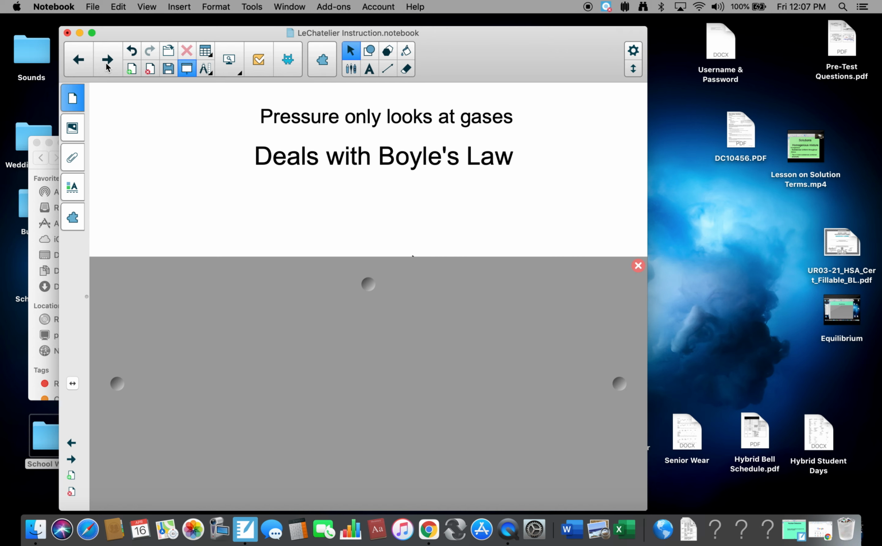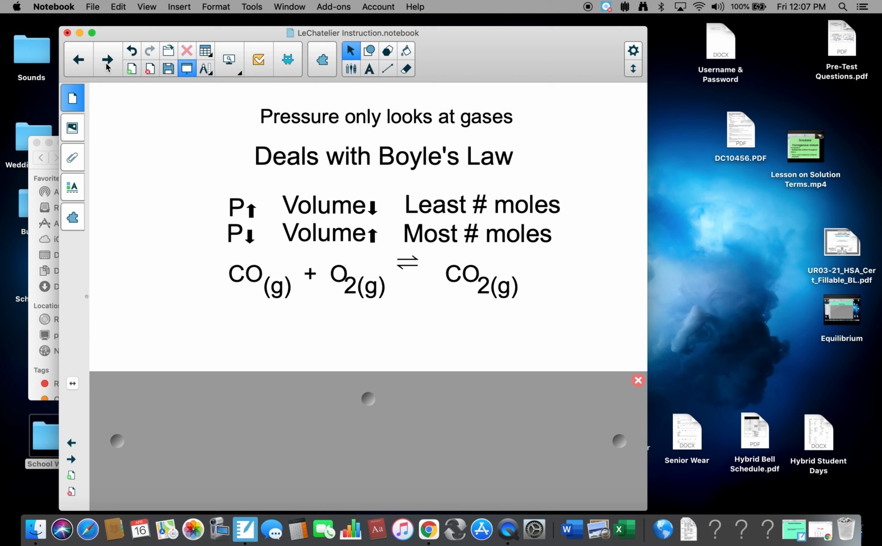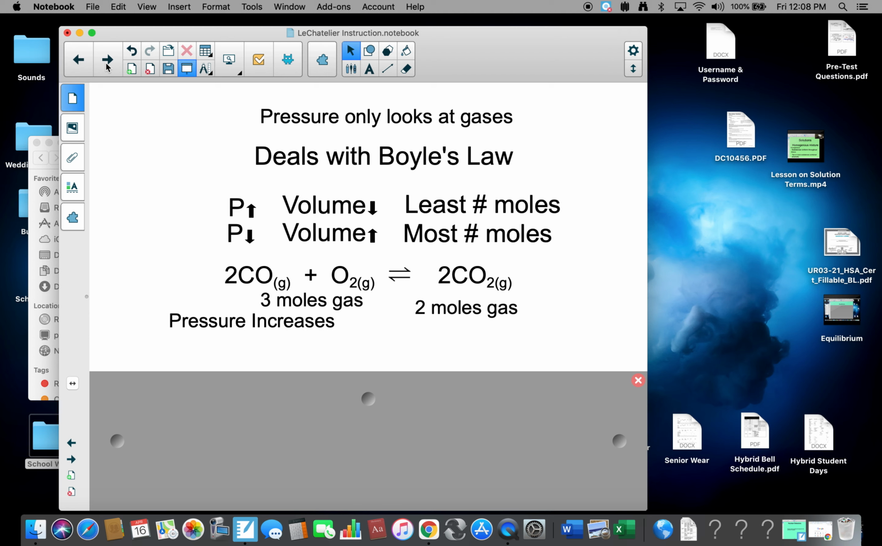All right, now, in order to do pressure, we look at gas law, Boyle's law. If pressure goes up, that means volume goes down, and we're going to go to the side with the least number of moles. If pressure goes down, volume goes up, and we're going to the side with the most moles. So look at this problem here. We have carbon monoxide plus oxygen gives us carbon dioxide. Balancing it, we have 2 carbon monoxide plus 1 oxygen yielding 2 carbon dioxide. I have 3 moles of gas here, 2 moles of gas over here. So if I increase the pressure, decreasing volume, going to the least moles, this reaction is going to shift towards the products. In contrast, if I decrease pressure, it's going to go to the side with the most moles, which means it's going to shift towards the reactants.